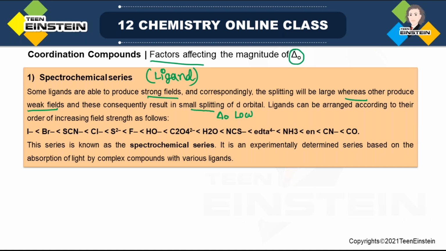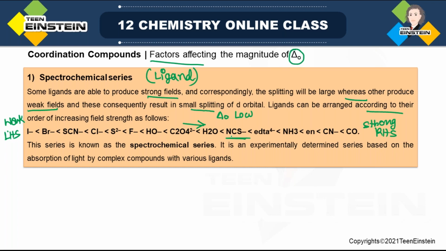Now, depending on these different types of ligands, they can be arranged according to their order of increasing field strength. The series that you are seeing, the left hand side is the weak field side, and the right hand side is the strong field side. Mostly this convention is used. So as you move from left to right, you are moving from weak field ligand to strong field ligand. Now one question may arise: when I reach the middle region, what will happen?